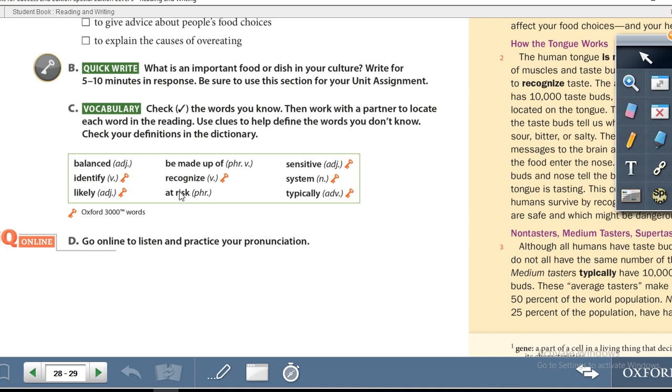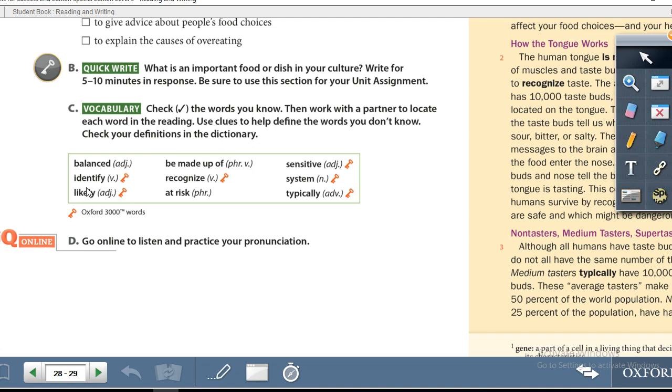For example, you can say, I recognize my friend. Okay, I identify my friend. You can use any example from any one of these words. That's why it says use clues to help define the words you don't know. Lastly, it says check your definitions in the dictionary. So basically, you are going to work with these words, right? Once you are finished checking whether you understand the words, you are then going to check your definitions in the dictionary.